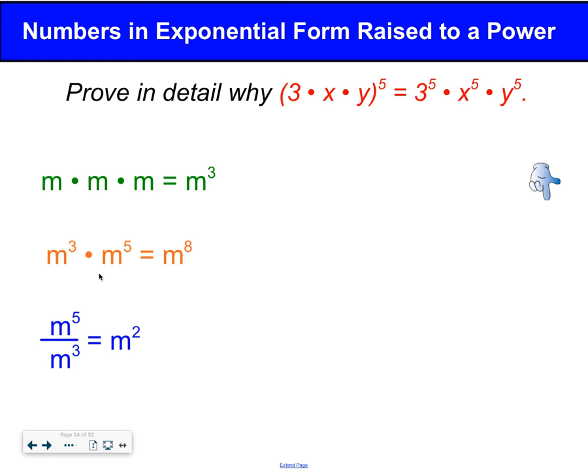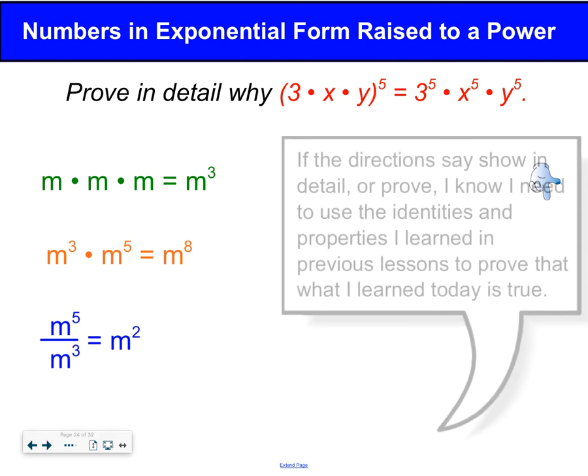Today in your homework, they are asking you to prove in detail why 3 times x times y all to the 5th equals 3 to the 5th times x to the 5th times y to the 5th power. Now, in order to make this happen, we're going to have to consider a few things.